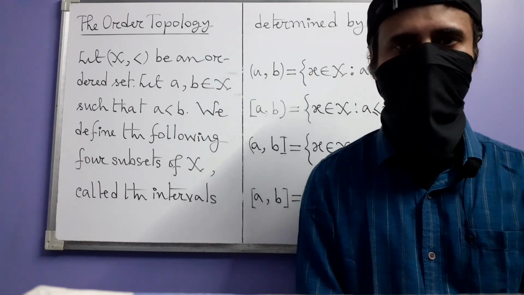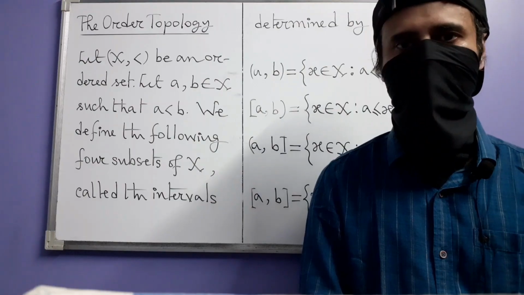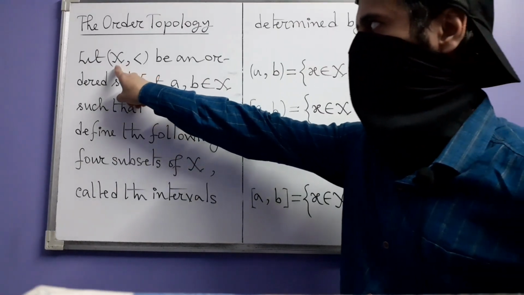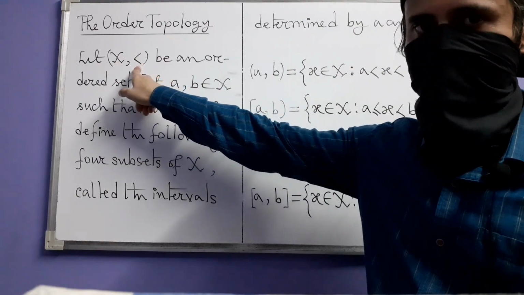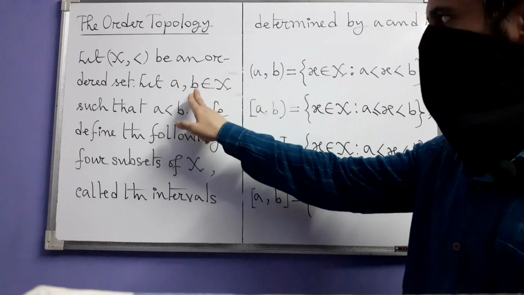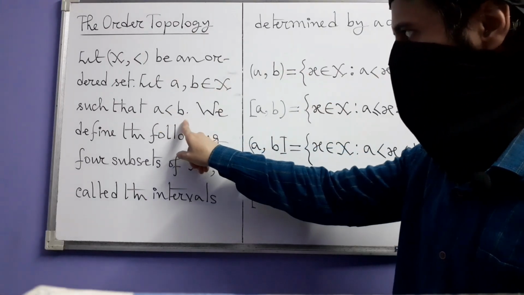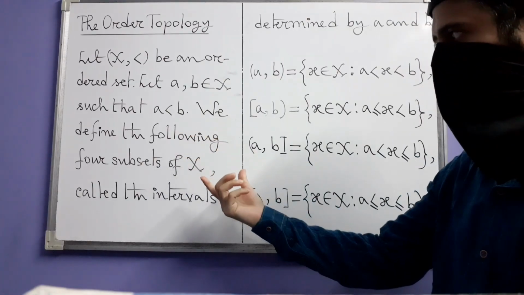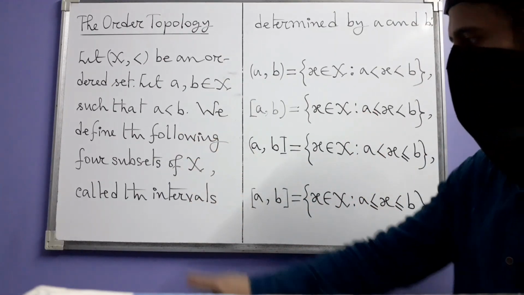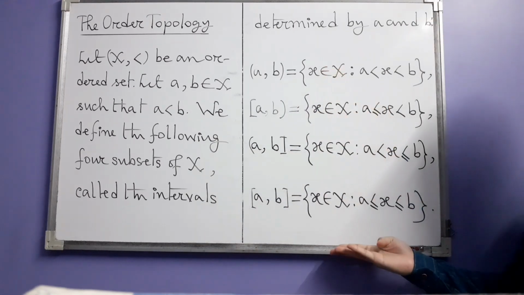We are starting the next section, the order topology. There is a natural topology on any ordered set, and this section is about that. So let us start with an ordered set X on which we have the order relation less than. Now you take any two elements A and B in X which are distinct and say A is less than B. Then these two elements determine four types of subsets of X called intervals, and they are these.